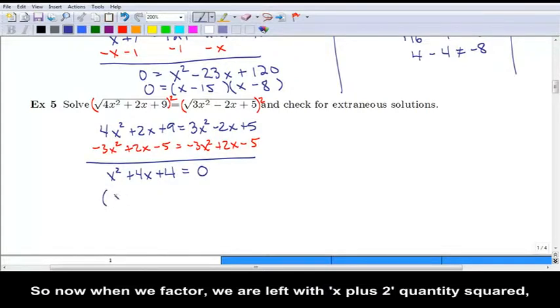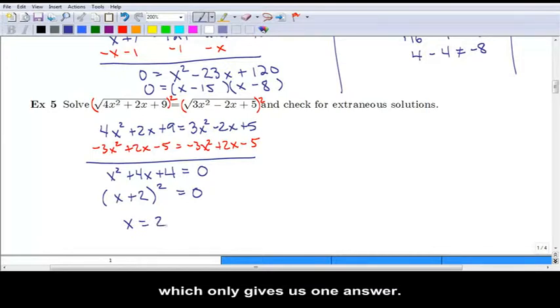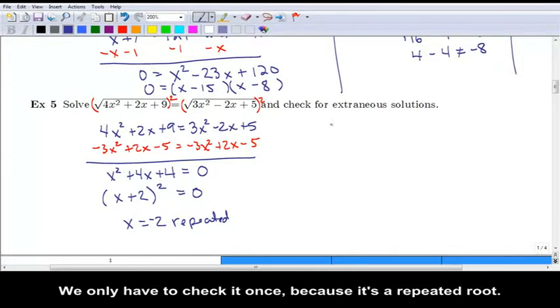So now when we factor, we are left with x plus 2 quantity squared, which only gives us one answer. It's a repeated root. And it is that x equals negative 2. We want to check this. We only have to check one because it's a repeated root.